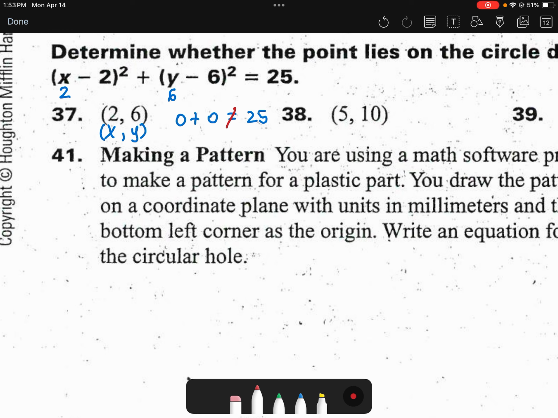Okay, let's try this next one. How about 5 for x? 5 minus 2. That gives me 3. If I square it, I get 9. Let's put 10 in for y. 10 minus 6 is 4. 4 squared is 16. 9 plus 16 is 25. Yeah, it is. This is a point. Okay, so this ordered pair, that point is not on the circle, but for number 38 it is.